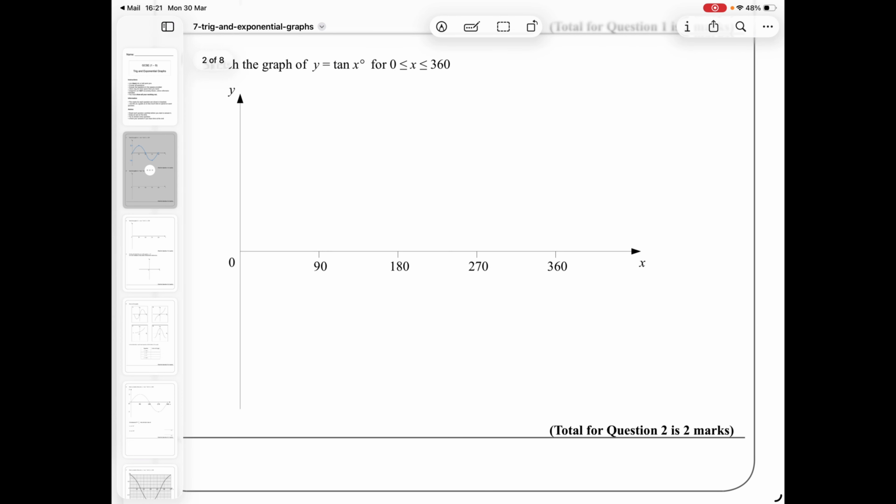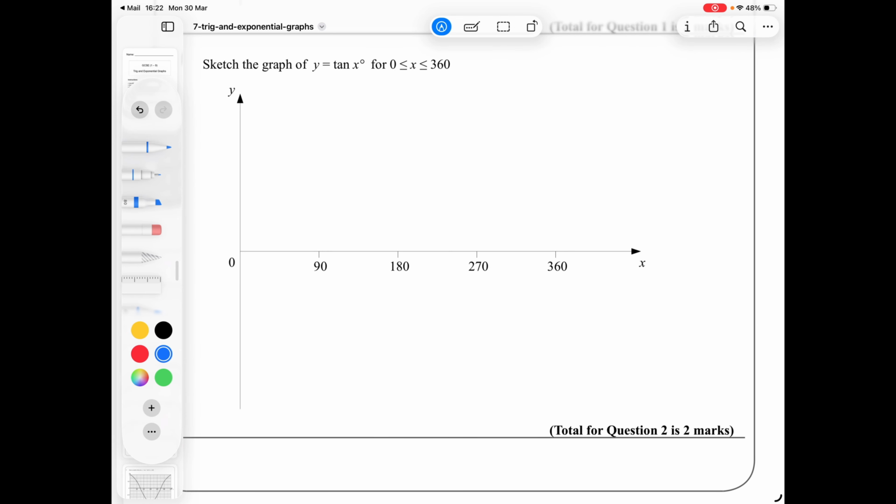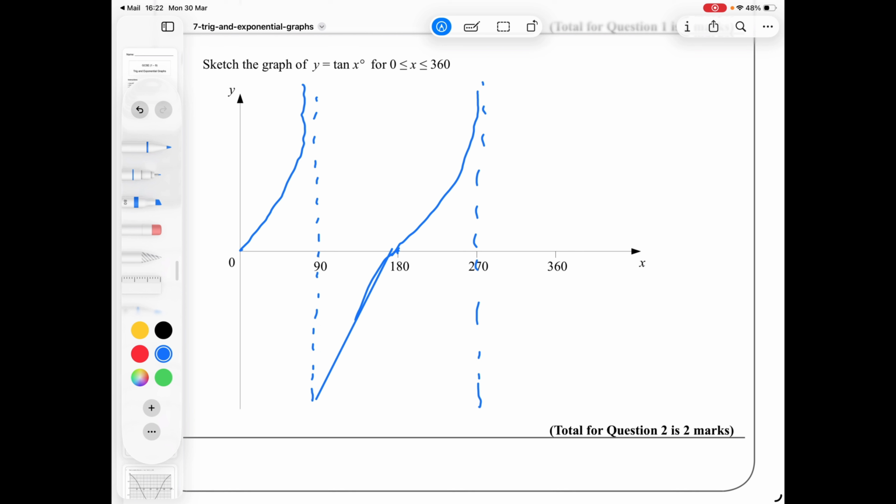Now, for the graph of tan x, this is a little tricky. If you put tan of 90 into your calculator, you get undefined. If you put in 0, you get 0, so you do this. So it reaches an asymptote, and this also is 0. And then there's another asymptote at 270, and that goes up like that, and then this follows through to there.